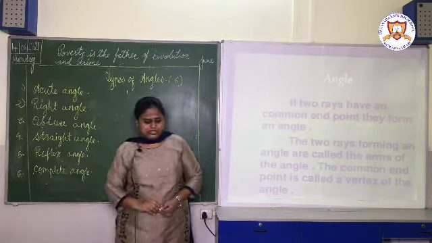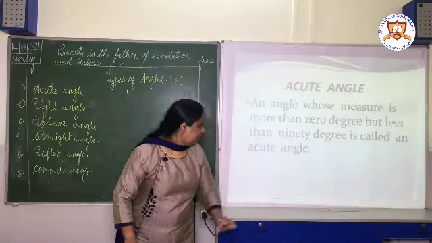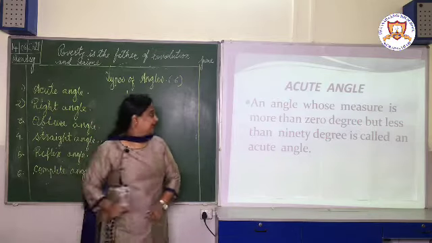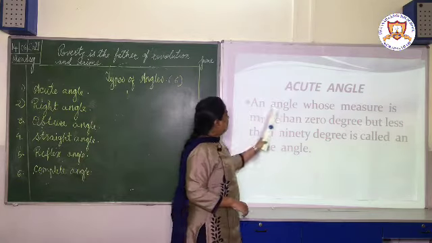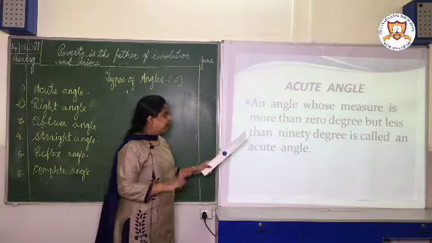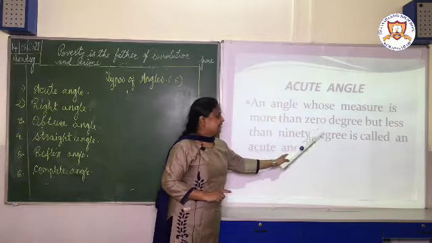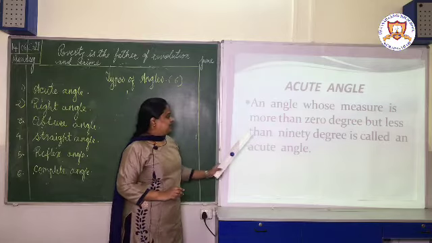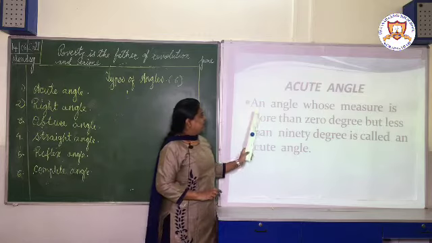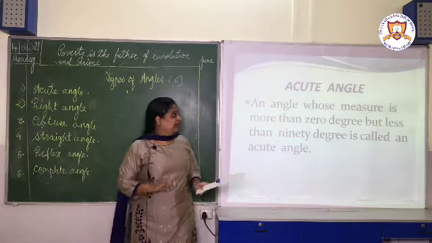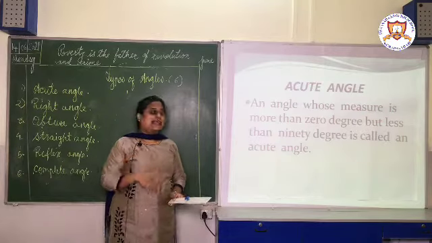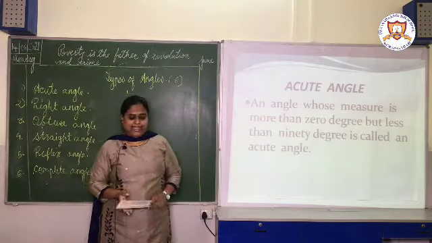Okay, so first we will see the acute angle. An angle whose measure is more than 0 degree but less than 90 degree is called an acute angle. Okay, to whom we called acute angle? An angle whose measure is more than 0 degree but less than 90 degree is called an acute angle.